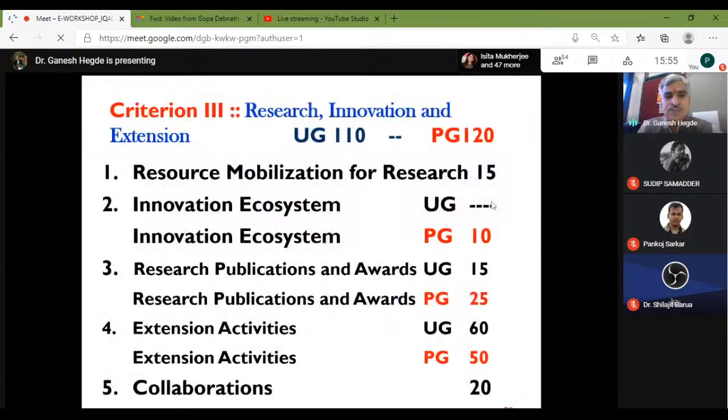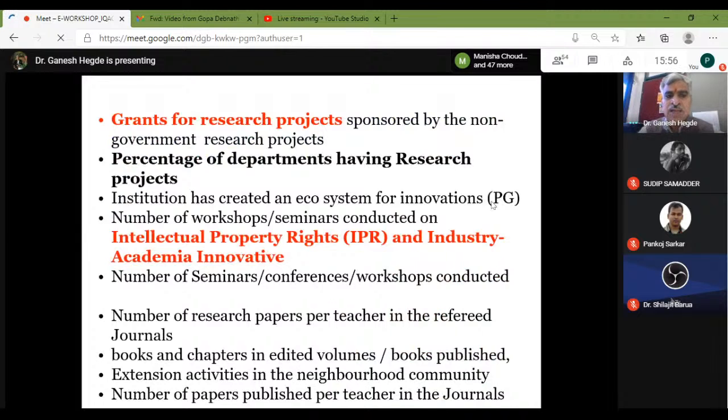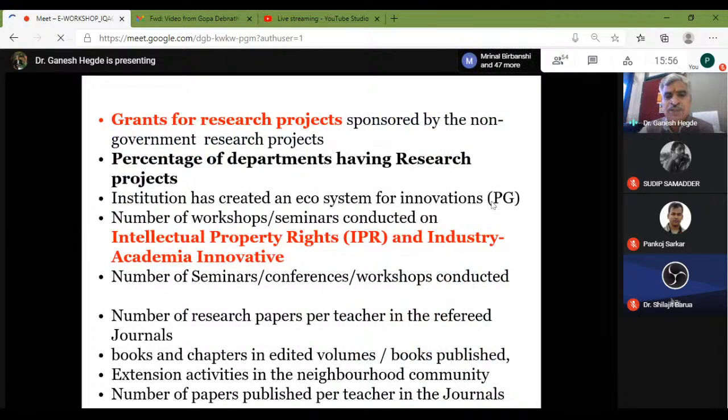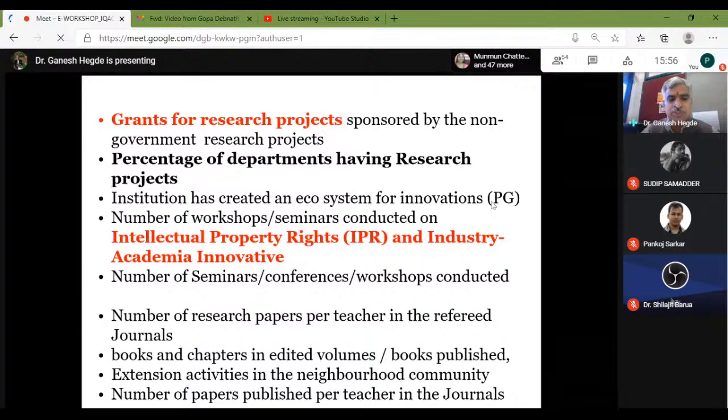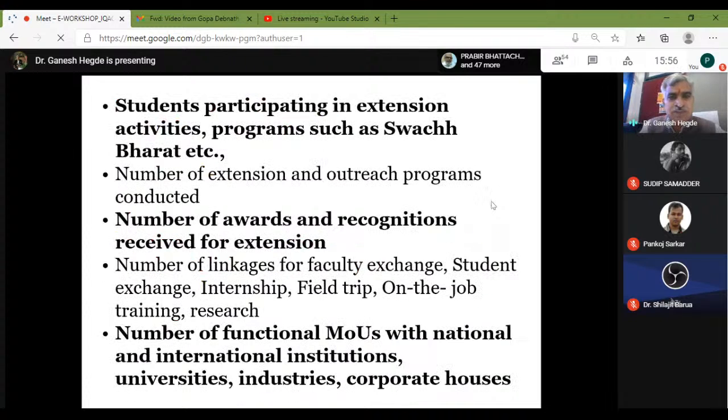Research, innovations and extension will have the 5 key indicators: resource mobilization, innovations ecosystem, research publication and awards, extension activities and collaboration. What NAAC is looking at: number of workshops, number of intellectual property rights, industry, academia, innovative things, number of seminars, number of research papers, books, chapters, extension activities, percentage of departments having research projects, grants for research projects, students participating in extension activities, Swachh Bharat Abhiyan, Stand Up India, Startup India, and the Unnat Bharat Abhiyan.